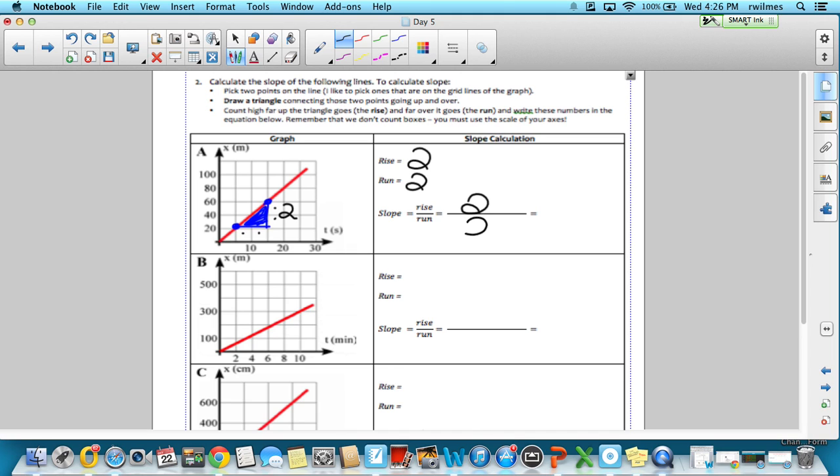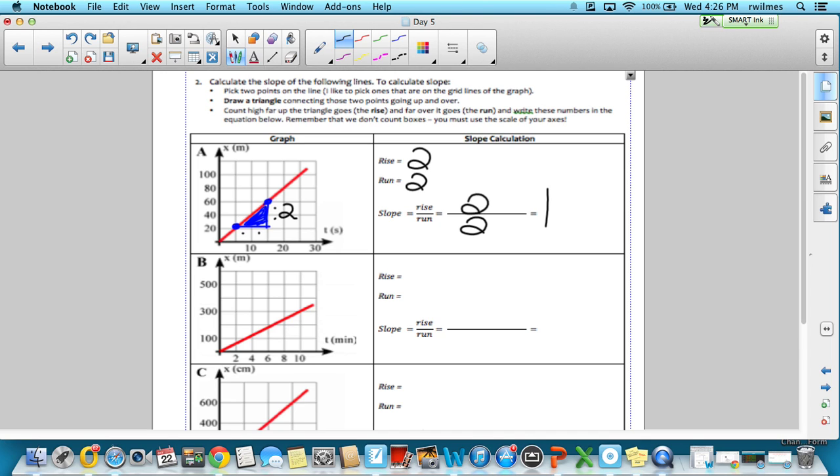2 over 2. And we know we can't have any fractions in physics, so I have to break that down. 2 divided by 2 equals 1, right? But the other thing in physics we know is that you can't have any naked numbers. So watch this. How do I figure out what the units are?